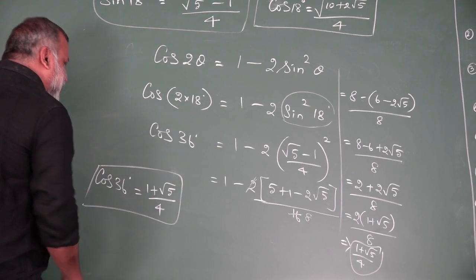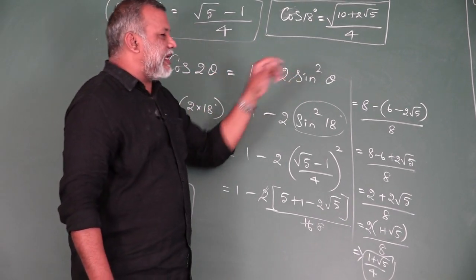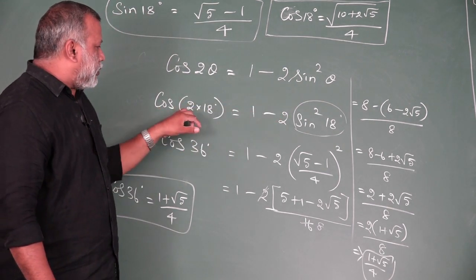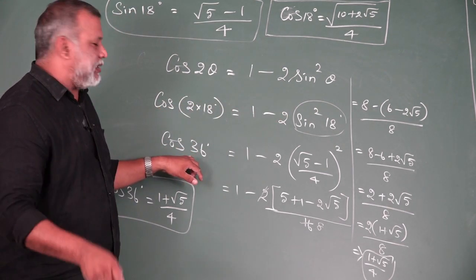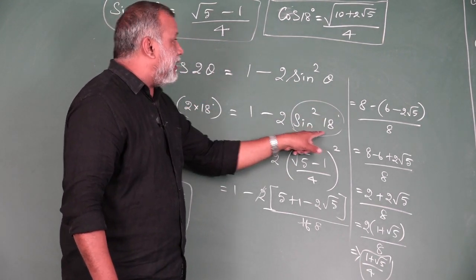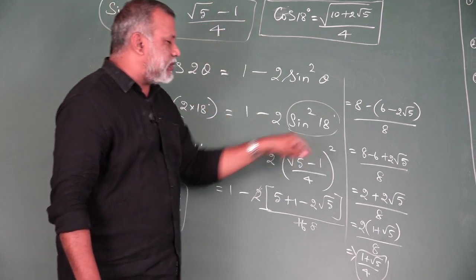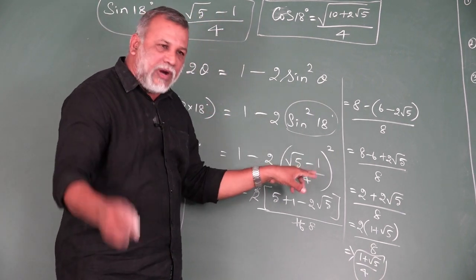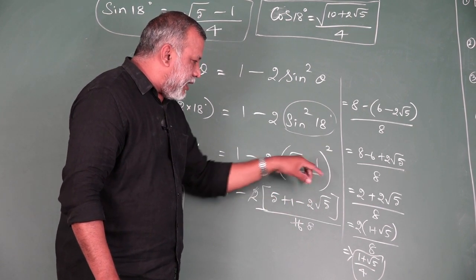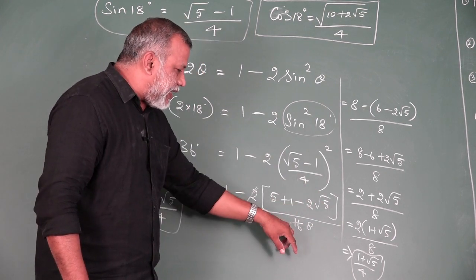How are we able to derive this? With the help of cos 2 theta. Cos 2 theta equals 1 minus 2 sin squared theta. Theta is replaced by 18 degrees on both sides, so 2 times 18 degrees becomes cos 36. That is the concept. Here on the right side, 2 times sin squared 18. Already we derived the value of sin 18, root 5 minus 1 divided by 4, the whole square. Just expand it. It is in the form of a minus b the whole square. We get a squared as 5, b squared as 1, minus 2ab, which means 2 root 5 divided by 4 squared, 16.